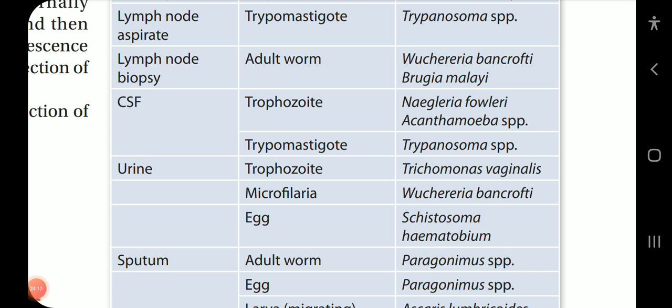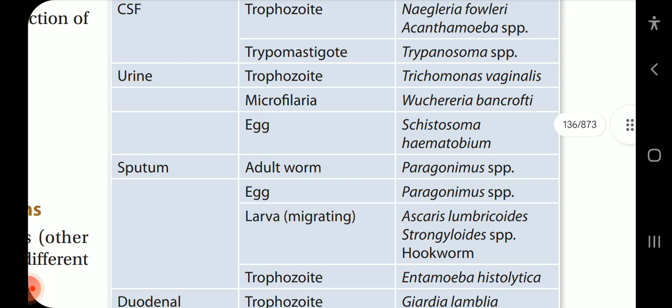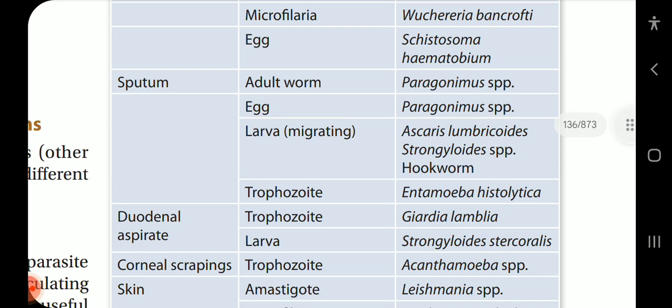In CSF, trophozoite is seen in Naegleria fowleri and Acanthamoeba species, and trypomastigote is seen in Trypanosoma species. In urine, trophozoite is seen in Trichomonas vaginalis, microfilaria is seen in Wuchereria bancrofti, and egg is seen in Schistosoma haematobium. In sputum, adult worm is seen in Paragonimus species, egg is seen in Paragonimus species, and migrating larva is seen in Ascaris lumbricoides and Strongyloides species, hookworm.